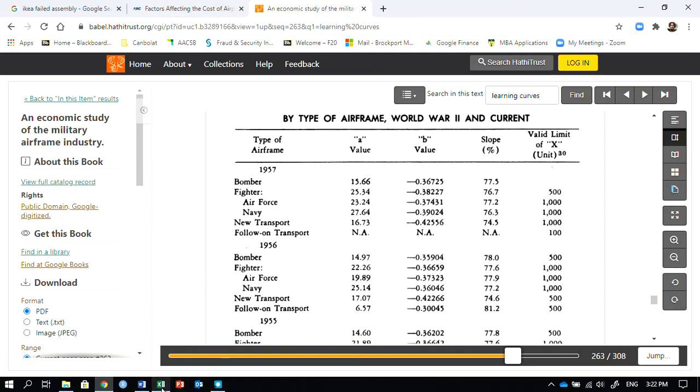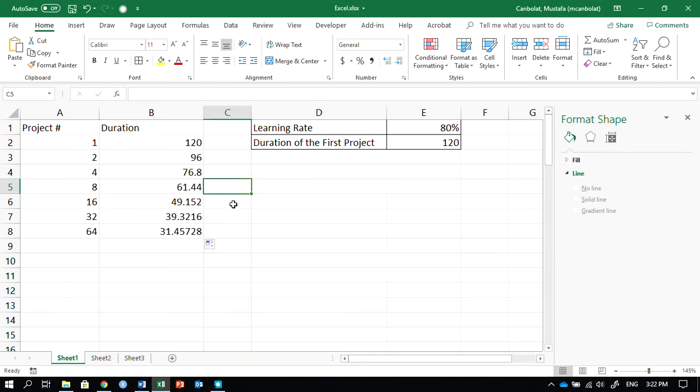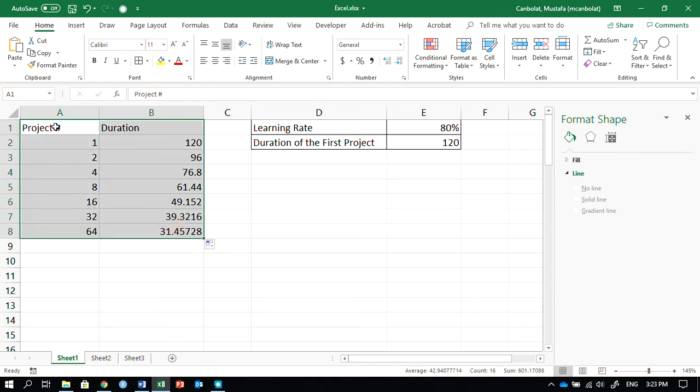Okay, now how are we going to find, for example, yes, we know number 2, number 4, number 8, but how are we going to fill the gaps? Like, what is the duration of project number 5 or project number 10, 11, 12? So let's take a look at the relationship between the project number and the durations.